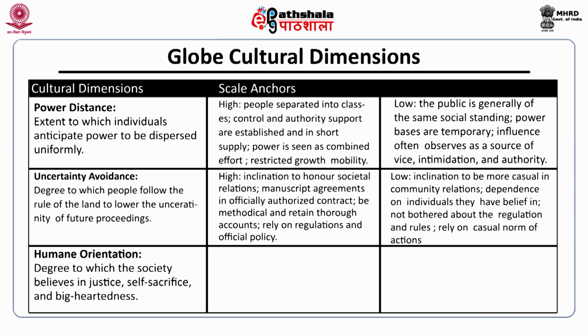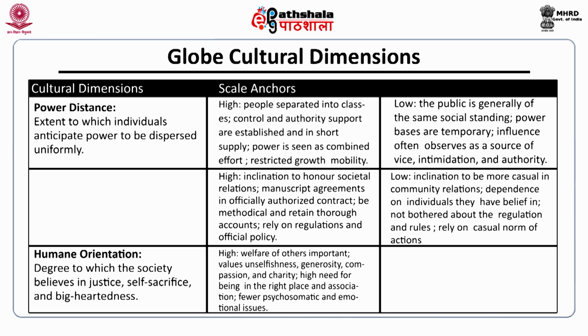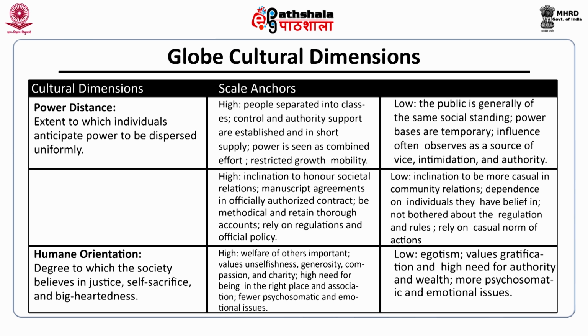Humane orientation is the degree to which societies believe in justice, self-sacrifice and big-heartedness. It also ranges from high to low. Under the high, welfare of others is important, values unselfishness, generosity, compassion and charity. High need for belonging and association. Fear, psychosomatic and emotional issues. Low, egotism, values gratification and a high need for authority and wealth. More psychosomatic and emotional issues.